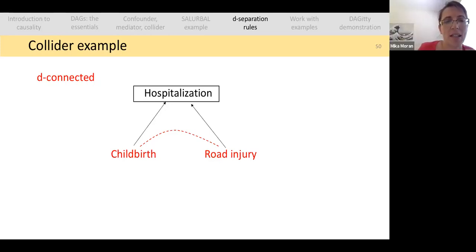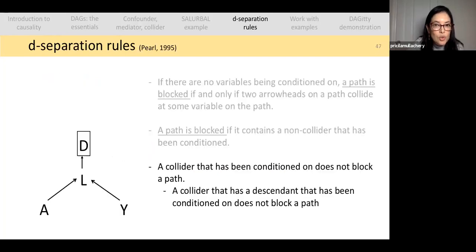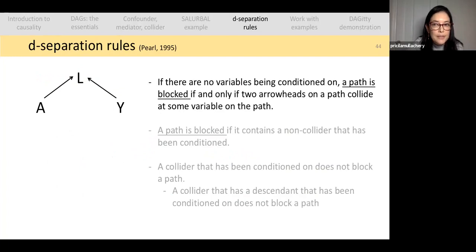And then what exactly does it mean to block a path? If you could, I don't know if you explained it earlier, but when do we do it? What does it mean? So in this case, if a collider is on a path, right? If you go to the first rule, if there is a collider on that path between A and Y, this path is already blocked. It means that the association between those two variables is not transmitted.